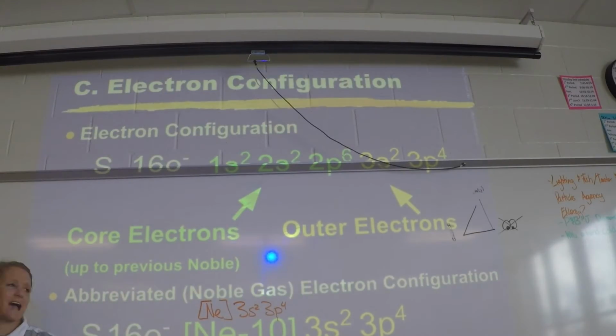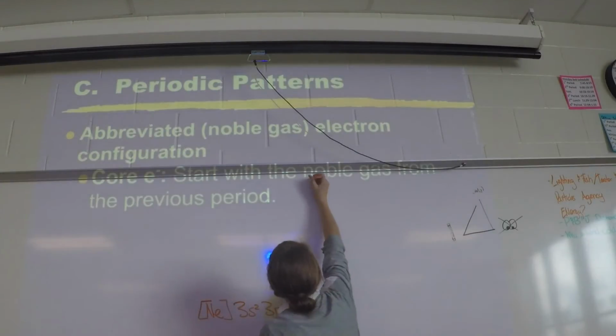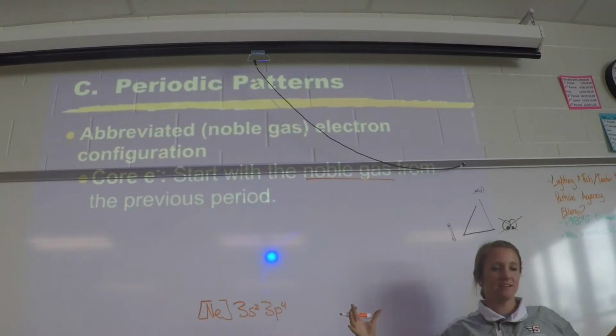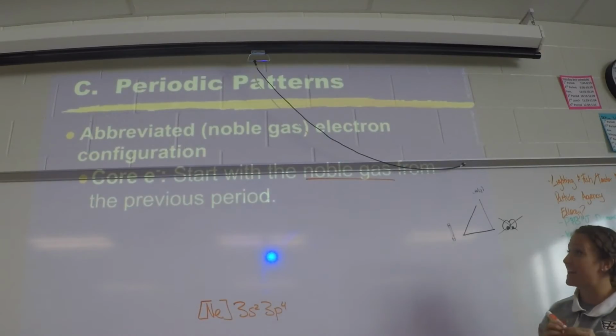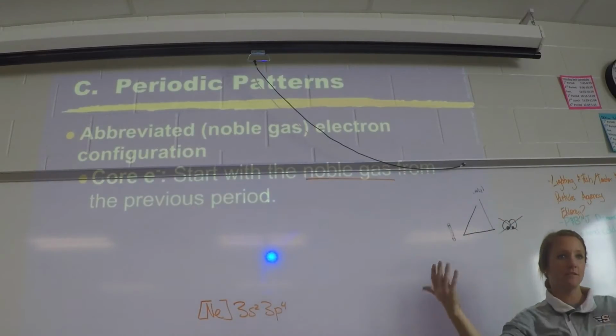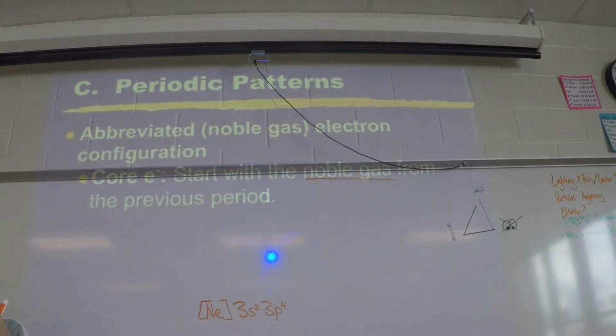So any ideas of why neon was our choice for the shortcut? What do you see, Jace? Because it's the last one on the row above the 3. Very good. So the way the shortcut works is we're always going to find the noble gas, which is the last one, because that means it's full up to that point. So you find the nearest noble gas, that's the previous period, and then you just have to start from there. Because basically, if I have neon in brackets, you're telling me that 1 through 10 is taken care of. They're all in a room. We don't have to look at them anymore.